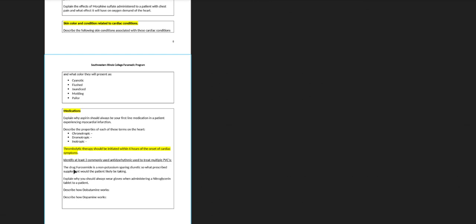For this, the drug furosemide is a non-potassium sparing diuretic. So what prescribed supplement would the patient likely be taking? The answer to this question is pretty obvious. It's in the question itself. They're going to be taking a potassium supplement.